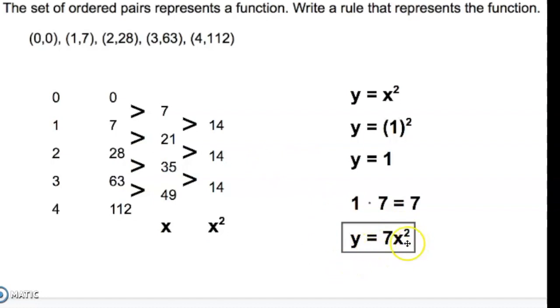And I can check these. Put 2 in for x, 2 squared is 4, 4 times 7 is 28. Put in 3, 3 squared is 9, 9 times 7 is 63. 4 squared is 16, 16 times 7 is 112. So this checks, so this is my answer.